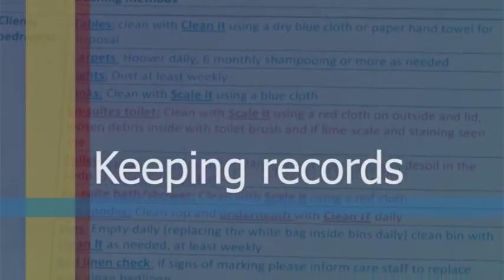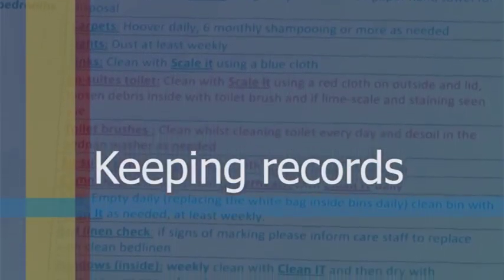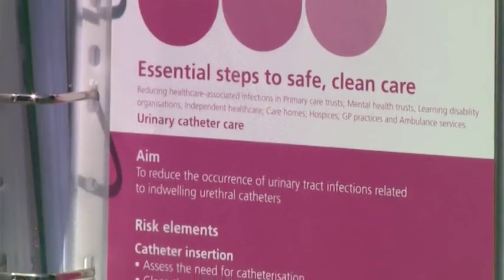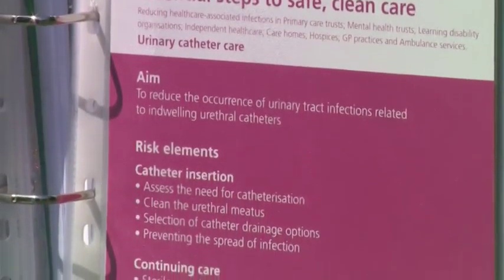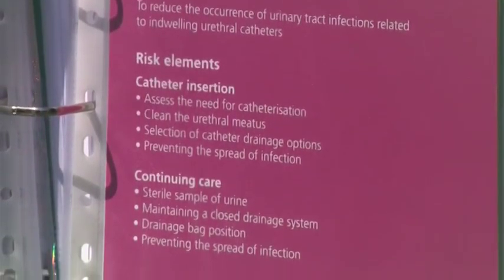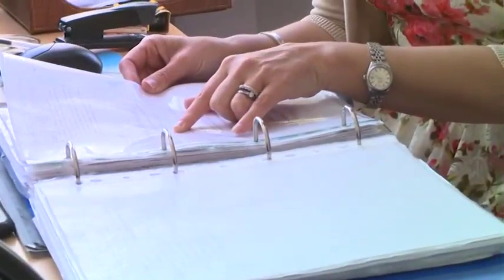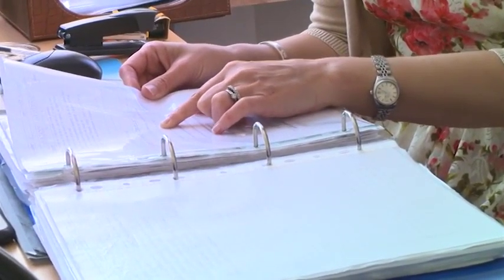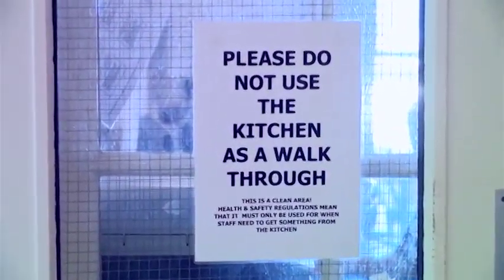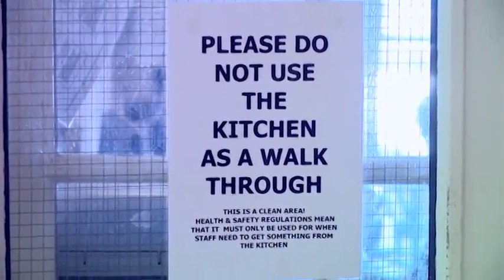Keeping records. Documentation should be kept which will record the type of infection and how it was managed. There should also be information available for staff, service users' families, and other visitors. This should be in a language they can understand, so that everyone is aware of the situation and the reasons for the control measures being in place.